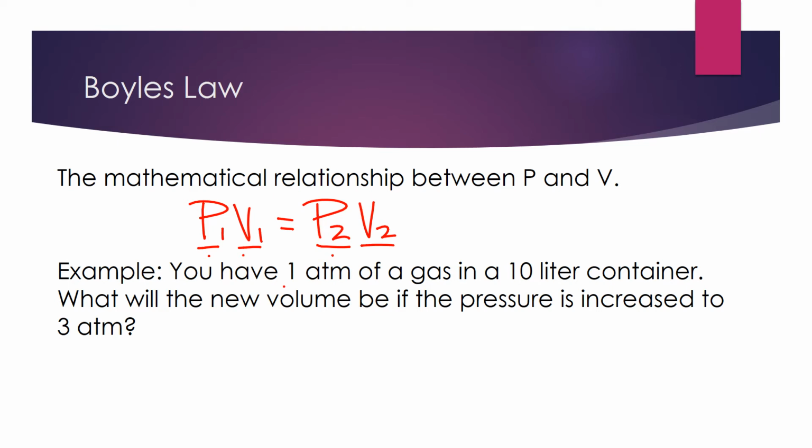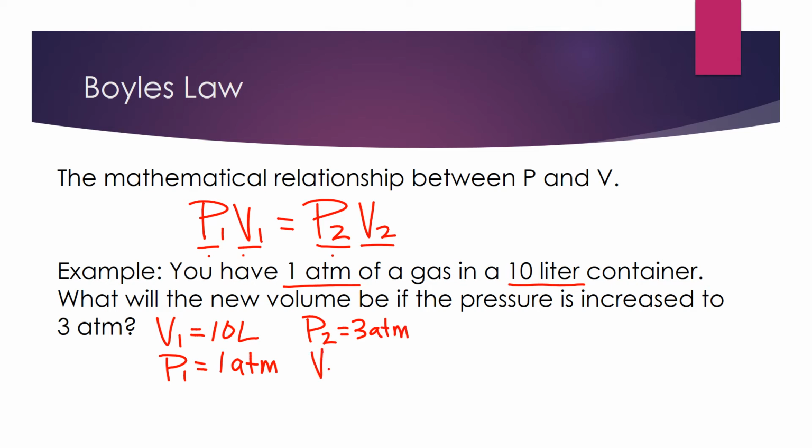So it says we have this 1 atmosphere of pressure of gas in a 10-liter container. So you have to know that volume is the liters and atmospheres is the pressure. So I'm going to say that V1, the initial volume, is 10 liters. Right? The initial pressure of that sample of gas is 1 atmosphere. It then tells us that we're going to change the pressure, so P2, to 3 atmospheres. So then it wants to know what is the new volume. So we'll call V2 X.